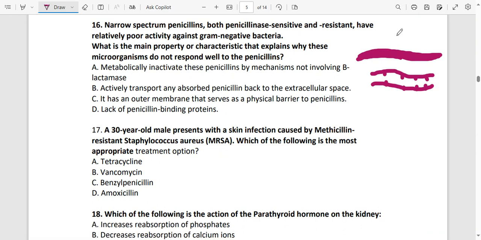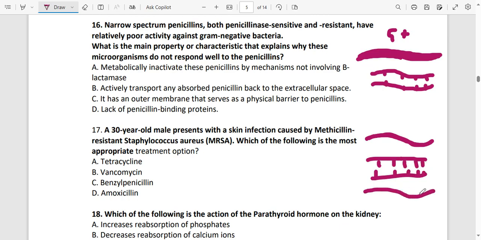That is gram positive. For gram negative, they have a cell wall here, they have a cell membrane, and then they have another cell wall. So you can see these guys have two cell walls. And the way penicillins work is that they are trying to destroy the cell wall. So the problem is here, an outer membrane that serves as a physical barrier to the penicillins.